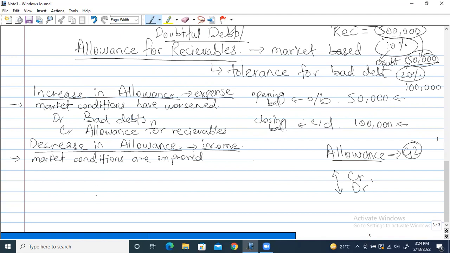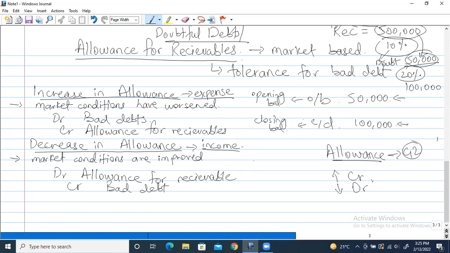And what about decrease in allowance? This is a good thing for the company because now cash shortage is not anymore. Market conditions have improved. So this is the income, right? So similarly, we'll decrease the allowance over here. So what we'll do is debit allowance for receivables, and similarly we'll decrease the expense account which was bad debts and credit it, and credit usually means that this is written as an income, right? So credit bad debts.